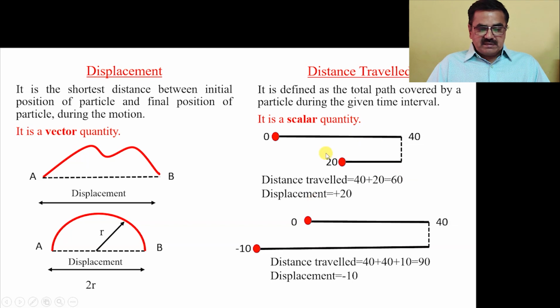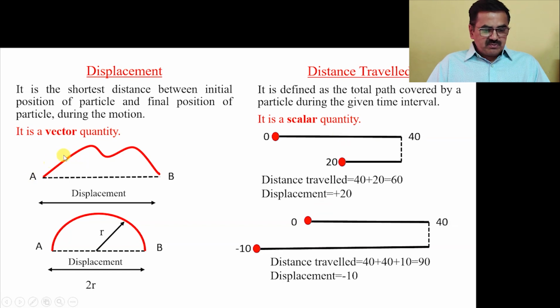While the displacement is the shortest distance between the initial and the final position of the particle. So this is the initial position of the particle, it travels to 40, it comes to 20. So this is the final position of the particle. Here purposely these two paths are shown separately to avoid confusion. The shortest distance between these two positions is displacement.